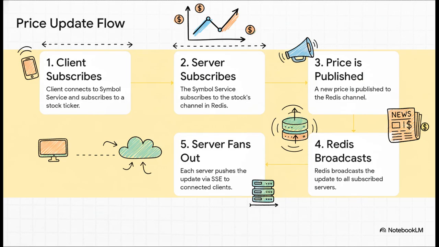It's actually pretty elegant. You open the app and start watching Apple stock. Your phone connects to one of our many servers, let's call it server A, and says, I want AAPL updates. Server A then turns around and tells Redis, hey, I'm interested in the AAPL channel. Now, when a new price for Apple comes in from the exchange, it gets published to that AAPL channel, and Redis, in a flash, broadcasts it to every server that's interested, including server A. Server A then immediately pushes it out to you. It's decoupled, it's clean, and it scales like a dream.